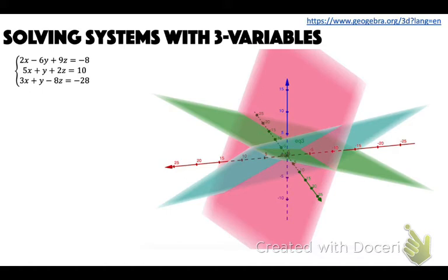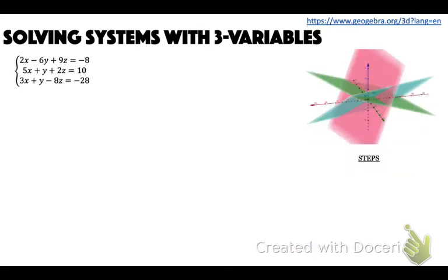So we need to find the point that all of these are crossing. And it looks like it's probably about right here. Probably. I don't know. Okay. It's kind of hard to tell off these pictures. But let's go through how to find this.